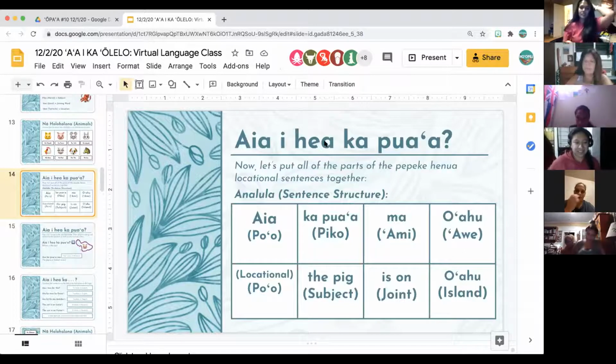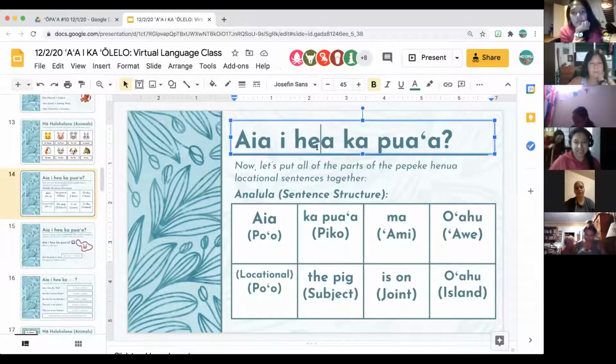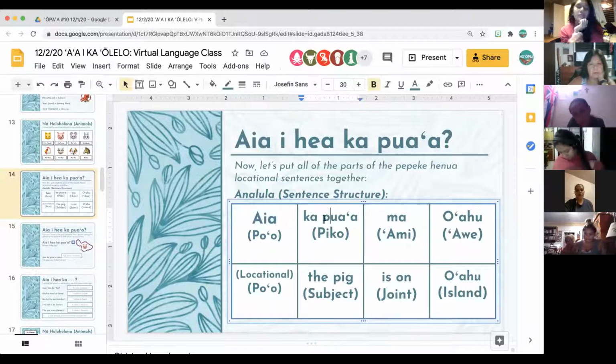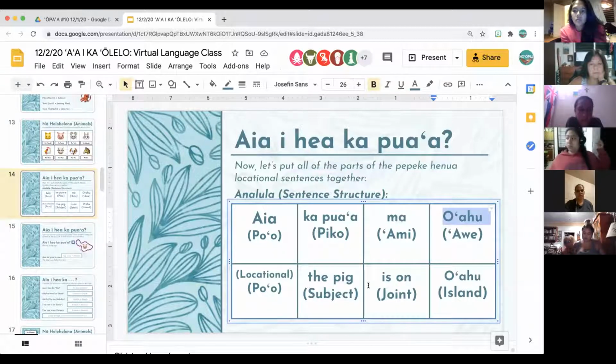Okay, so again, aia ihea is where, and then kapua'a. Aia ihea kapua'a. So what would that mean? Where is the pig? Okay, so to answer, you could say aia kapua'a, aia your po'o, kapua'a your piko. Ma, it shows that it's on or at someplace. And then O'ahu. Okay, so now that you have that, try and translate. Aia kapua'a ma O'ahu.